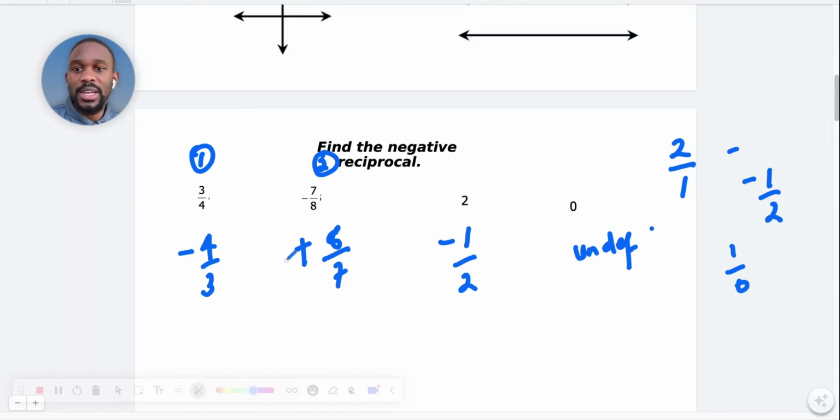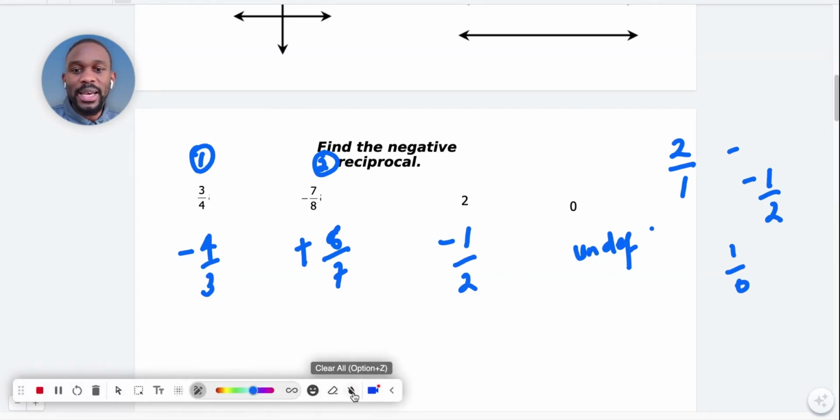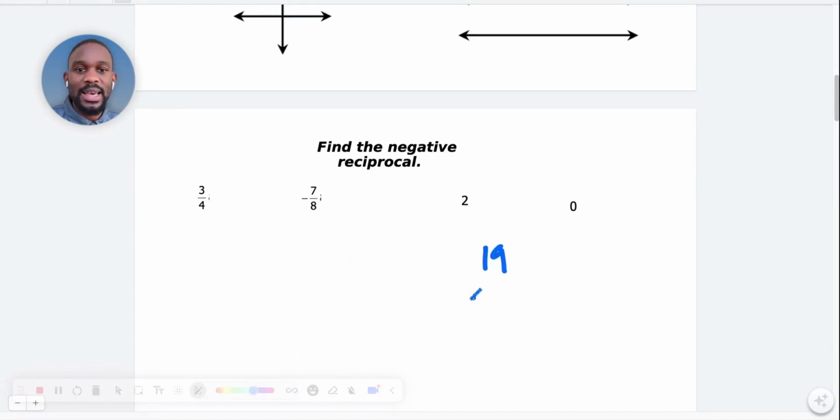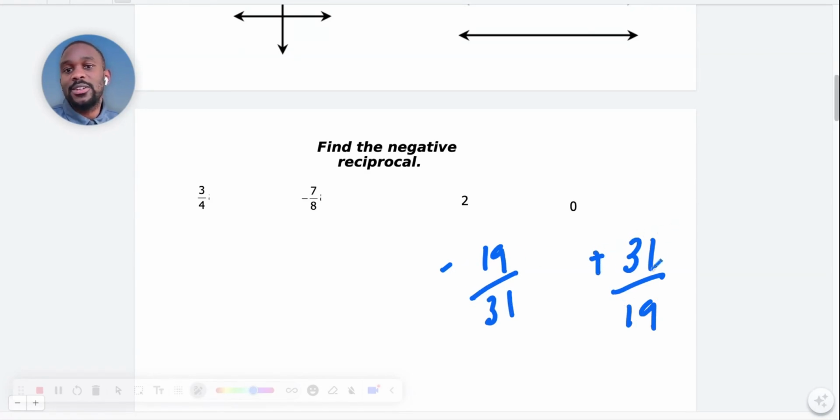So this is how we're going to be calculating negative reciprocal slopes. Even if they give you some weird fraction like negative 19 out of 31, and they ask for the negative reciprocal, or find the slope of a line perpendicular to this line, all you have to do is give it the negative reciprocal slope. So flip the fraction. This will be 31 out of 19. And because this is a negative, this will be a positive. So this is the slope of another line perpendicular to this line. Does that make sense? All right.